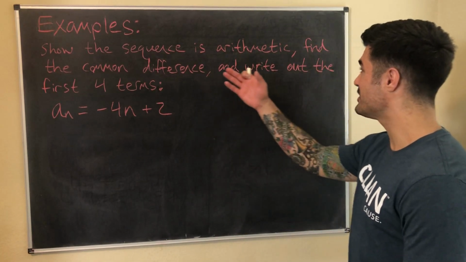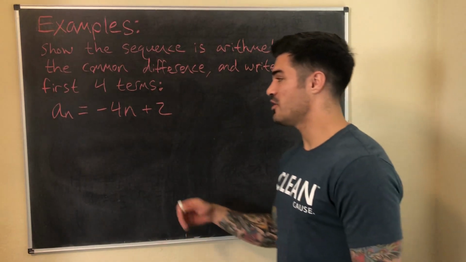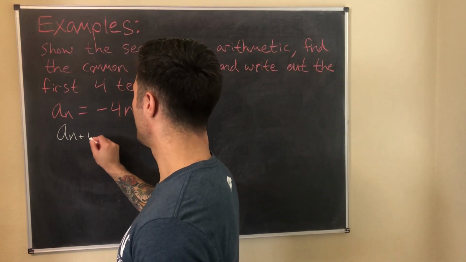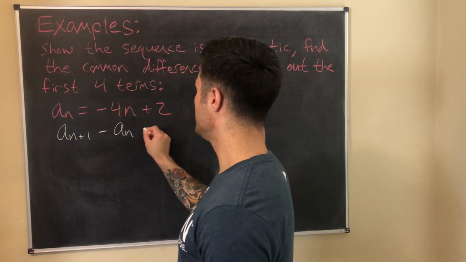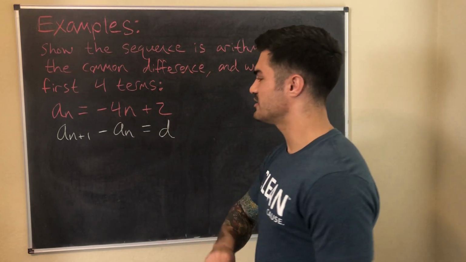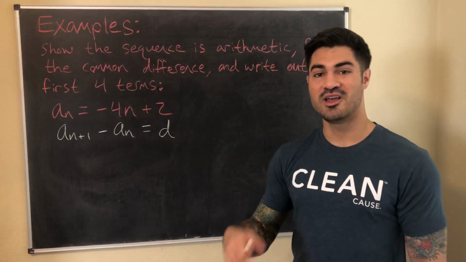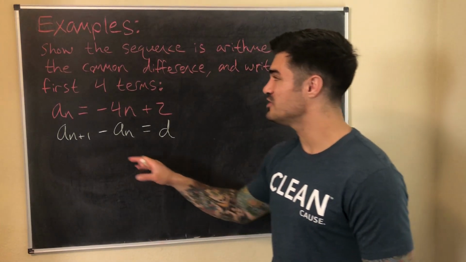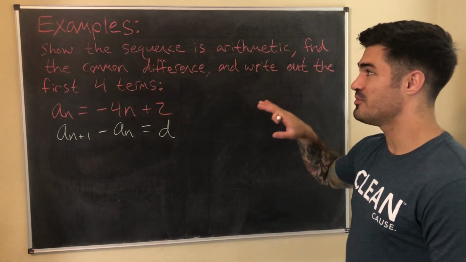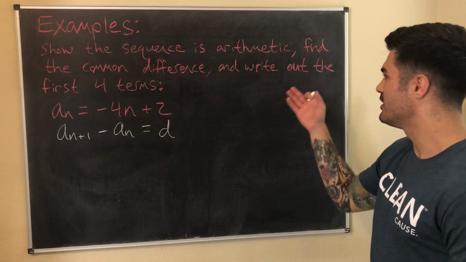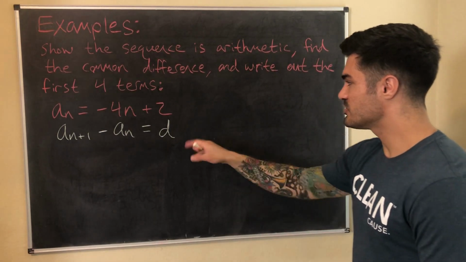So first we're going to show that this sequence is arithmetic. And remember, to do that, we have to show that an plus 1 minus an equals some constant, right? In other words, the difference between any 2 terms is a constant. And what's cool about doing this is not only do we show that the sequence is arithmetic, but we get the common difference from doing this. So we actually knock out 2 of these 3 things we're being asked to do. So let's go and do this.